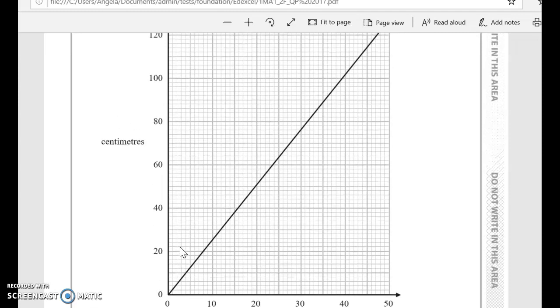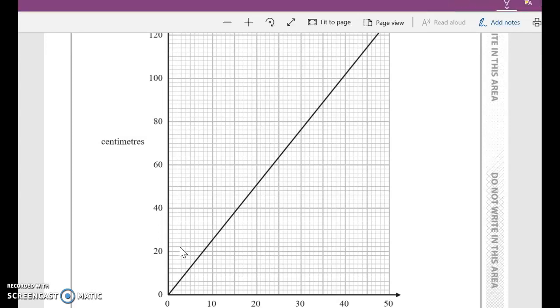So 74 centimetres, well there's 70 there. Just let me draw it. So 70 is in the middle there. Oh no, it's hard to draw this. 70 is in the middle here. Okay, and 74 would be 2 up from there. So it would be there.